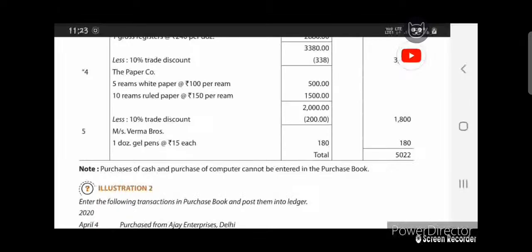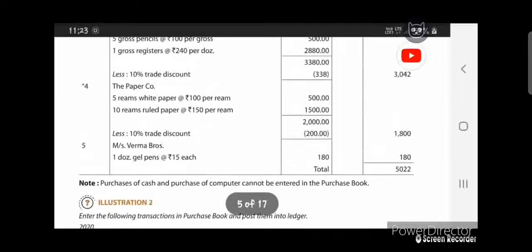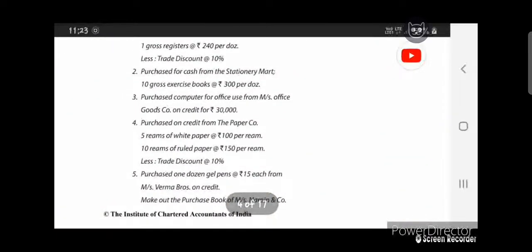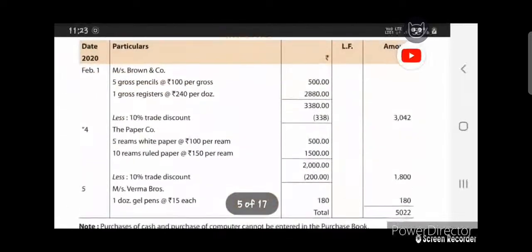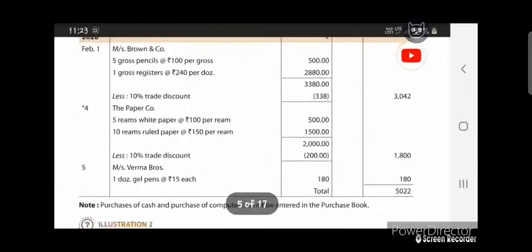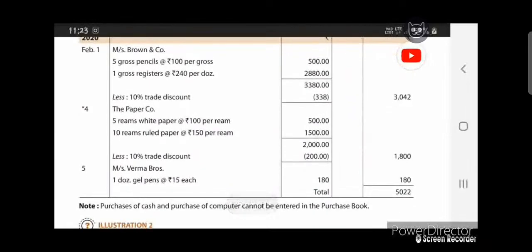Next, from Mrs. Verma Bros you have bought one dozen gel pens at rupees 15. Here we are taking this because here they have given 300, so it is 3000. In the third question, purchase of computer 30,000, you should not calculate that. The purchases you have done at the bottom, you have to calculate only that much.